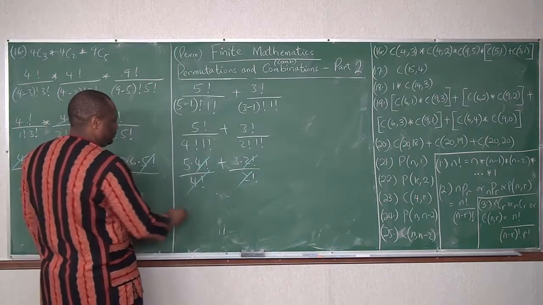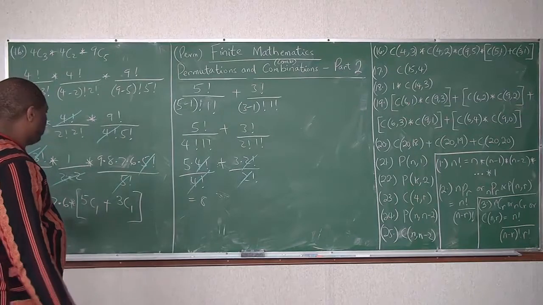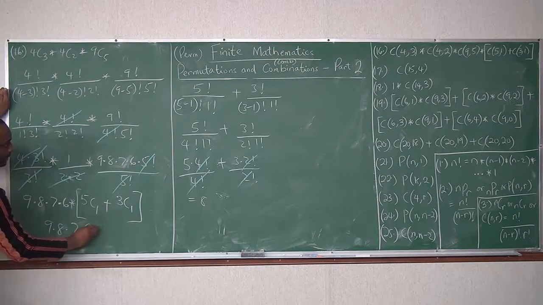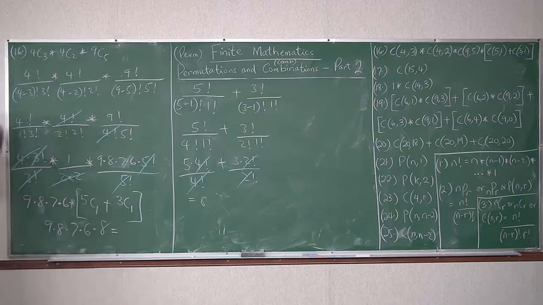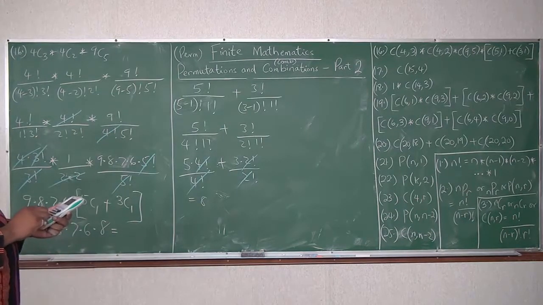So 5 plus 3 is what? 8. 5 plus 3 is 8. So what do we have here? We now have 9 times 8 times 7 times 6 times 8.